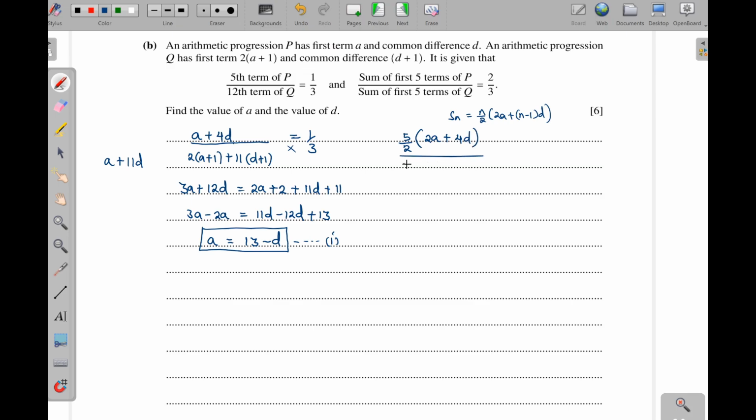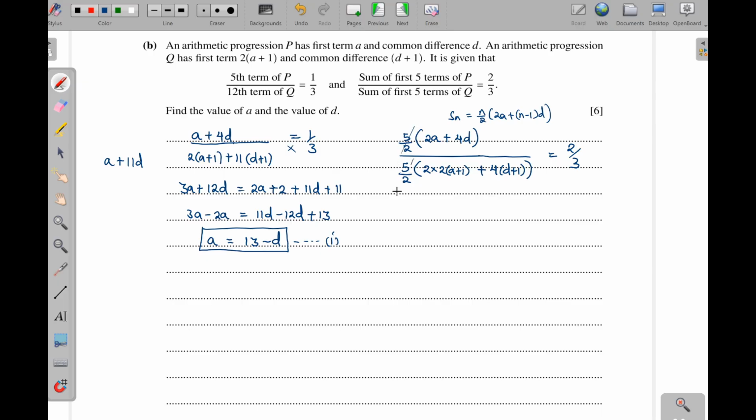Then we are going to divide by 5 over 2, then into 2A. So we shall have 2, then times the A for Q is this one here. So times 2 into A plus 1. You see that? Then plus n minus 1, that will be 5 minus 1, that will be a 4. Then the D for Q is this one here. So we shall have into D plus 1 like that. Then I close the brackets. Then this one will be equal to 2 out of 3.